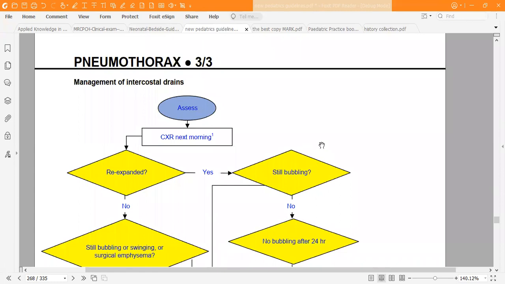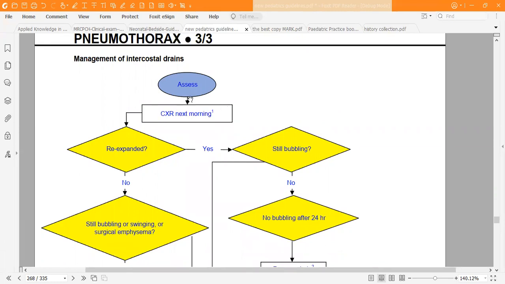The other diagram here talks about the management of the intercostal drain. Once you have inserted the intercostal drain, you will have to manage it and check it from time to time. First of all, you will assess the patient situation and do a clinical examination. You will order a chest X-ray the next morning after you have inserted the intercostal tube. So that's chest X-ray next morning.